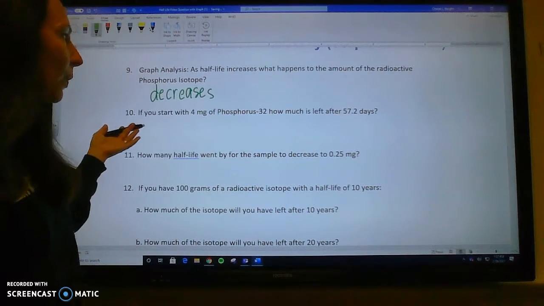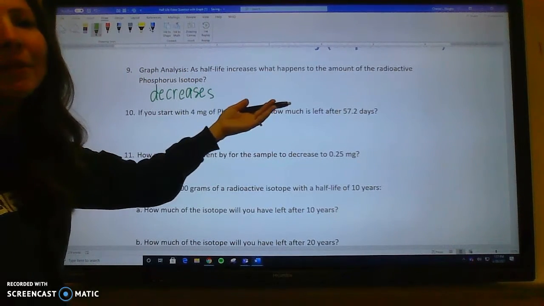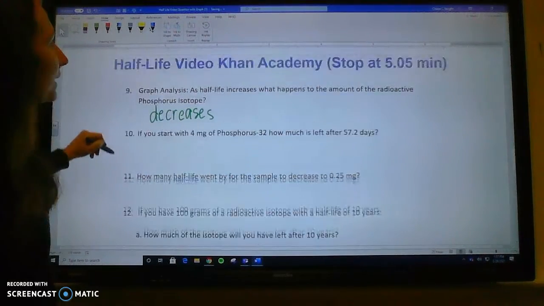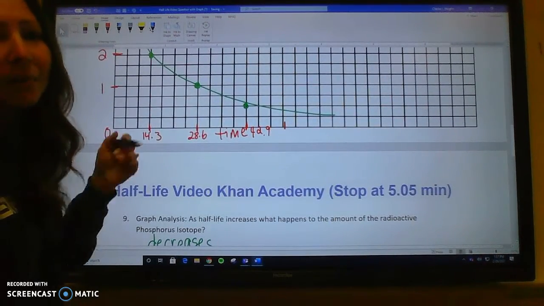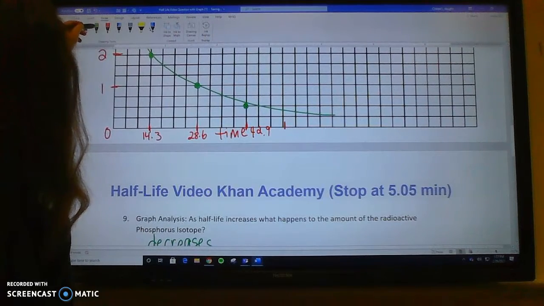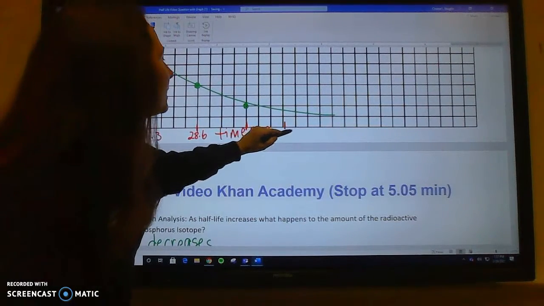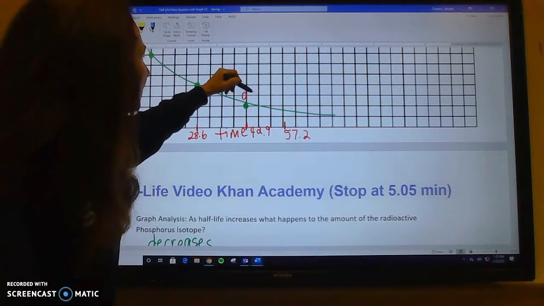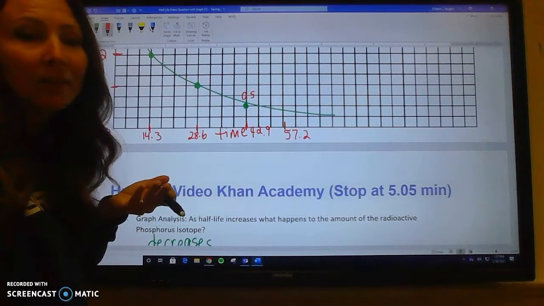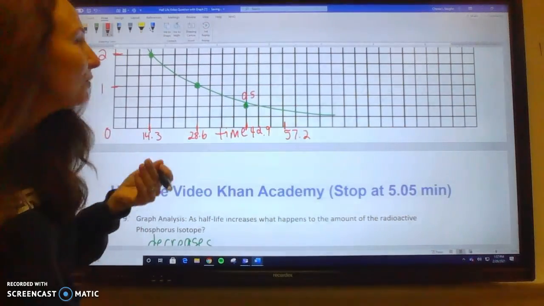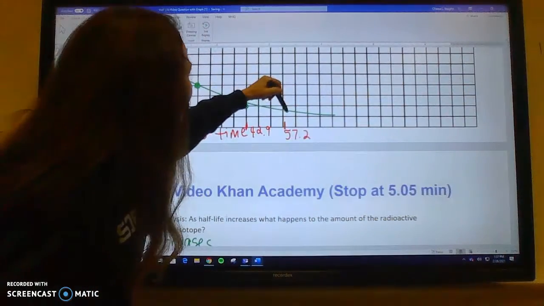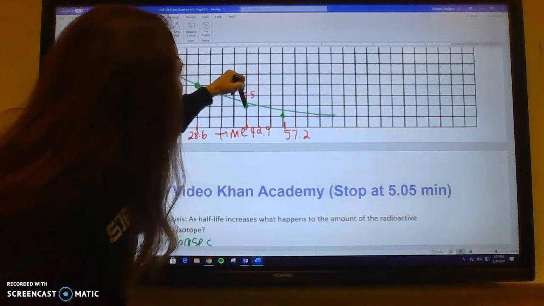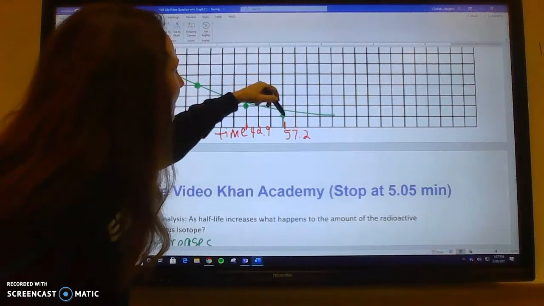And if we started with 4 milligrams of phosphorus, how much is left after 57.2 days? Well, guess what? 57.2 is not something that we plotted, but we can do it. So 57.2 is actually our very next half-life. So this was at 0.5. So we just got to cut that in half again. So what is that? 0.25. Good job. So obviously I didn't draw this exactly right, because that should be here if the 0.5 is there. Anyway, so it should be right there.